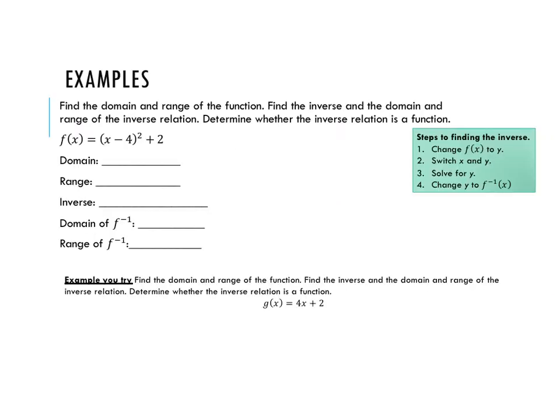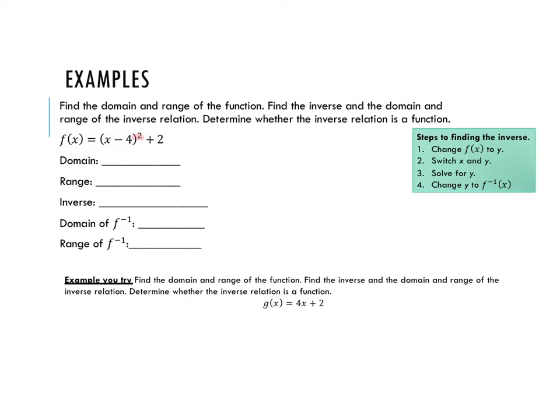So in the next type of problem, you're going to find the domain and range of the function. You're going to find the inverse and the domain and range of the inverse relation. And then you're going to determine whether that inverse relation is a function. So the first thing we have to ask ourselves is, what is the domain of the original function? Well, if we look at the exponent, it has an exponent of 2. And if you remember, that means it's a parabola.